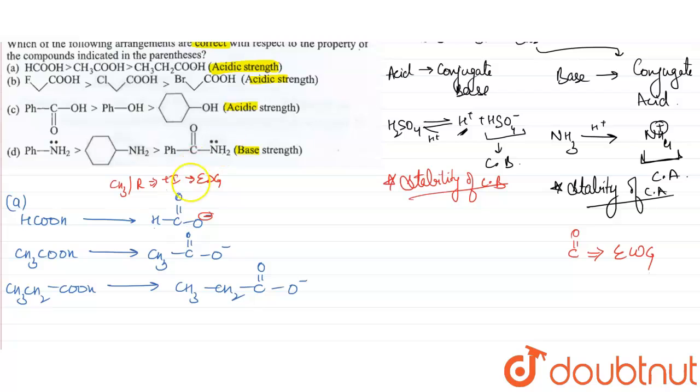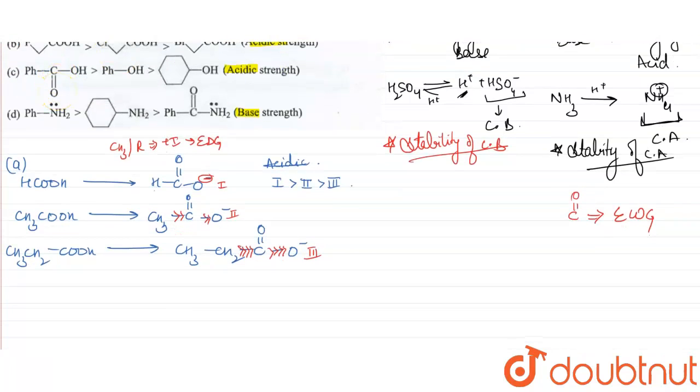So it will give out the electrons in this direction, and there will be more negative charge on this oxygen, making it less stable. When we talk about the ethyl group, it gives a greater amount of negative charge to this oxygen. If we call these 1, 2, 3, then the first is more stable than the second and third. This is the order, and the acidic order will be the same. So if we see option A, it is given in the same order: the first is greater than the second and third. So A is the correct option.